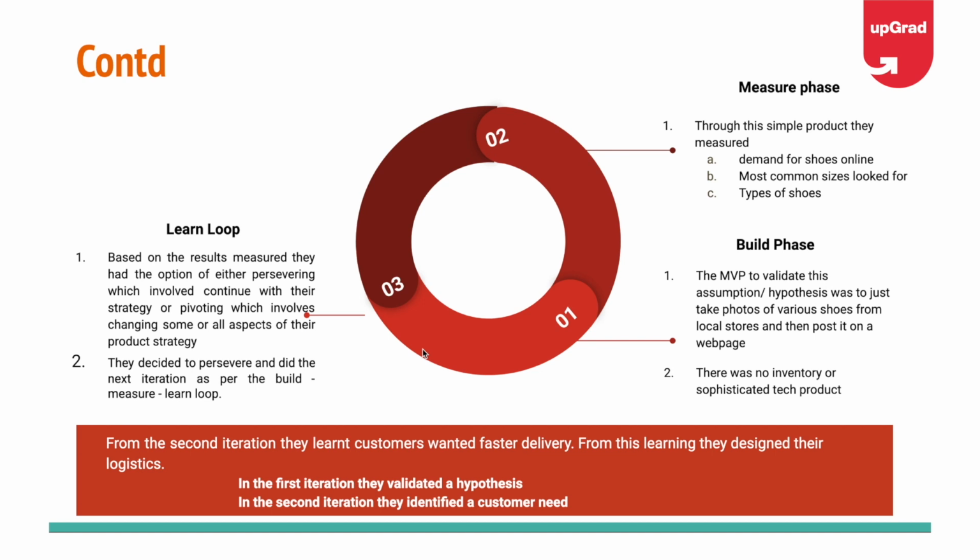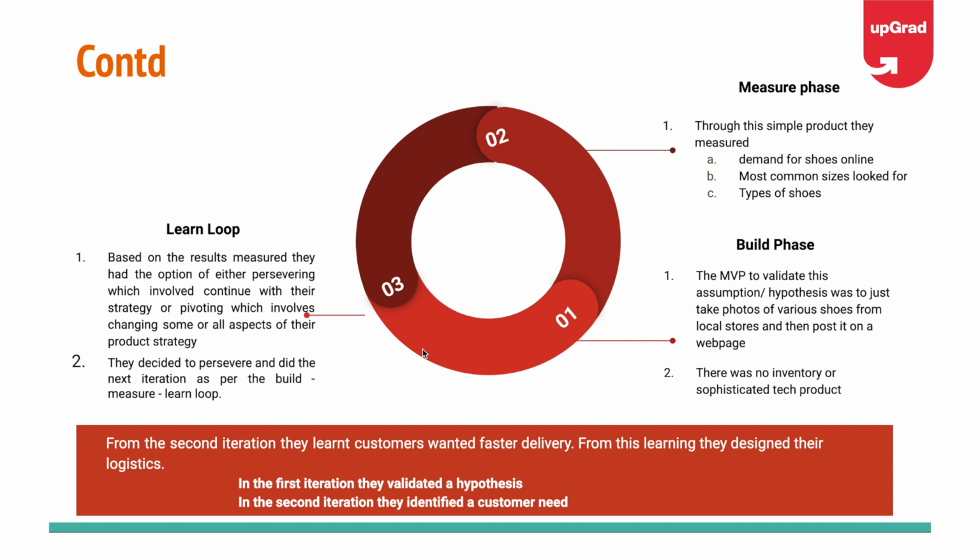From the second iteration, what they learned was customers actually wanted faster delivery. So while in the first step they decided that online selling is going to work, they didn't stop with it. They went with the second iteration, where they built some more capability so that now instead of just being a web page, it was actually a product where people can buy shoes. But in the second iteration, they learned that customers wanted faster delivery. And based on this learning, they designed their entire logistics. That became their key differentiator also.